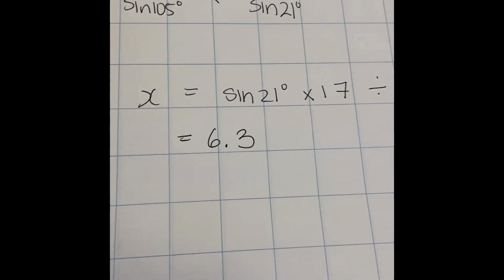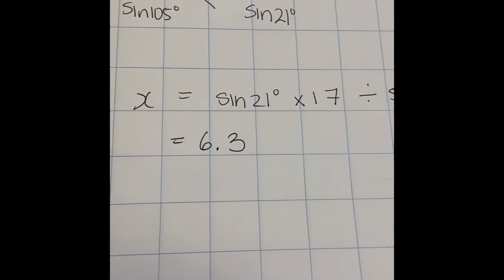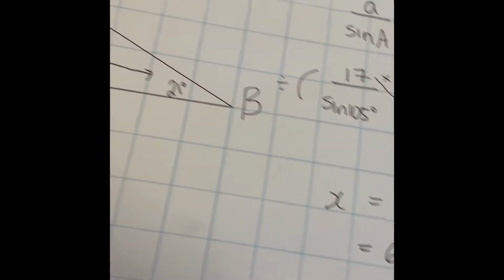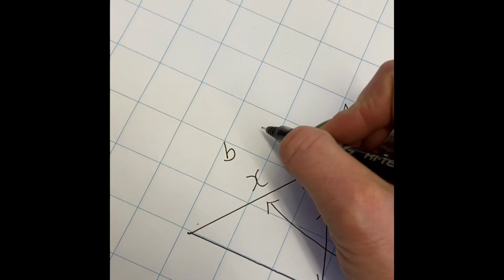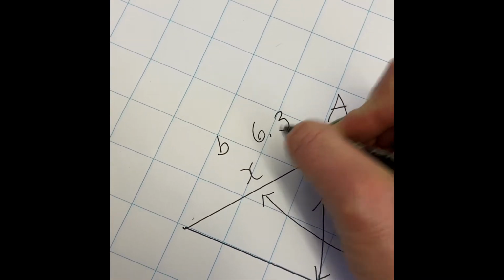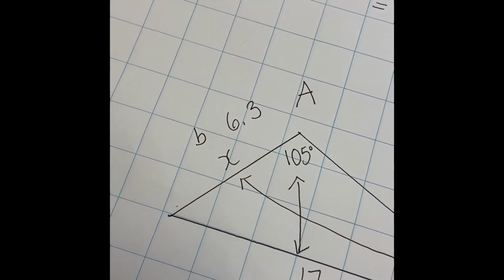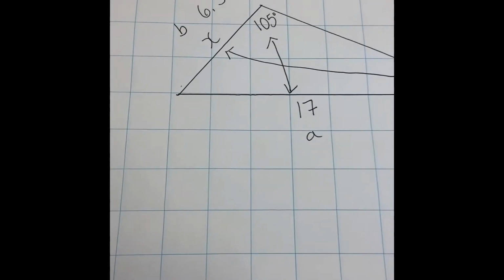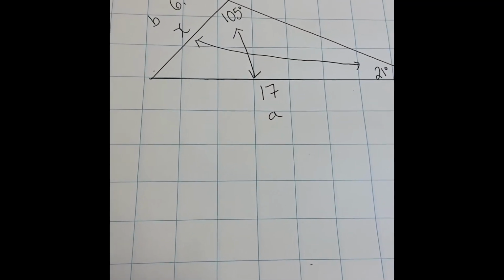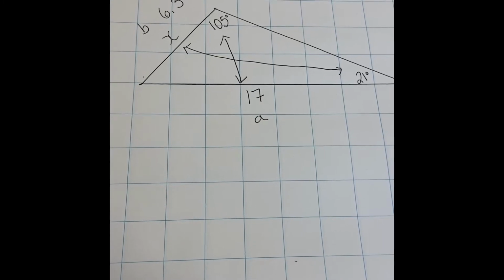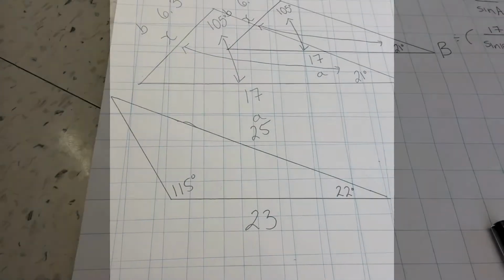And I used my calculator and I did the math and I got that x is equal to 6.3. And that means that this side of the triangle is 6.3 units long. Let's just try one more together before I let you go and try some on your own. This last one we're going to look at is going to have a little bit of a trick to it.